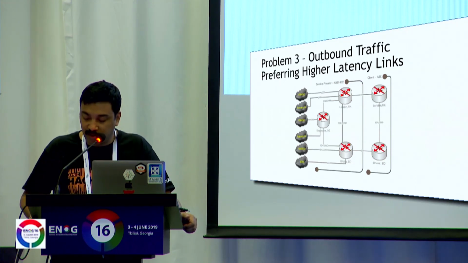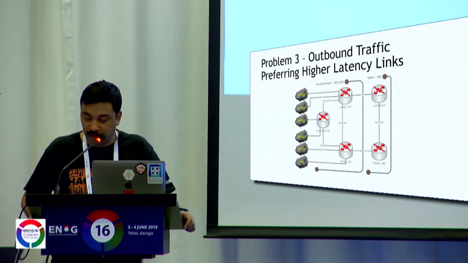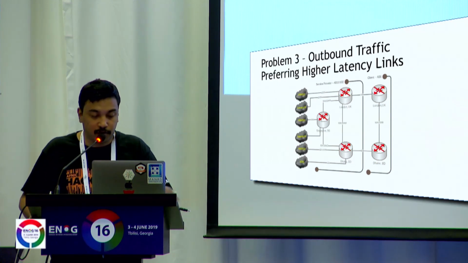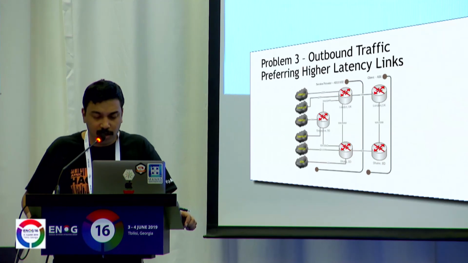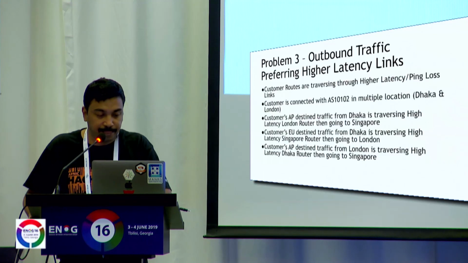locations. So customers' Asia-Pacific destined traffic from Dhaka is traversing the high latency London router and then going to Singapore, whereas customers' European Union destined traffic from Dhaka is traversing their high latency Singapore router and then going to London. So customers' Asian traffic from London is traversing their high latency Dhaka router and going through Singapore. So how can you solve these sort of complex problems?